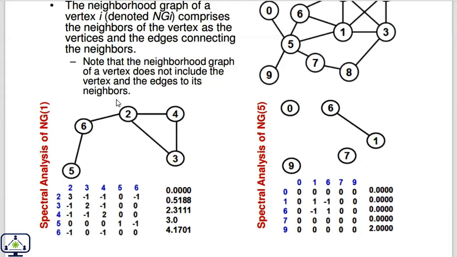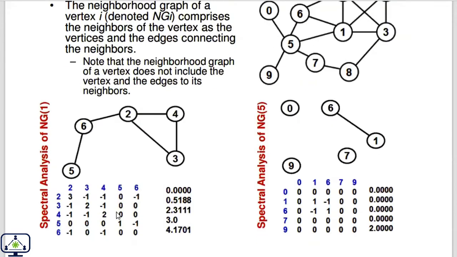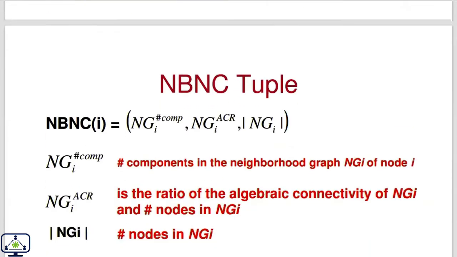Whereas this is the neighborhood graph of node 1. If you remove node 1, this is how its neighbors are connected. So this is a connected graph. If you determine the eigenvalues for this Laplacian matrix, there's only one 0. The first non-zero value is the algebraic connectivity. So if the neighborhood graph is connected, you're going to have a non-zero value for algebraic connectivity. If the neighborhood graph is not connected, you're going to have 0 as the algebraic connectivity.